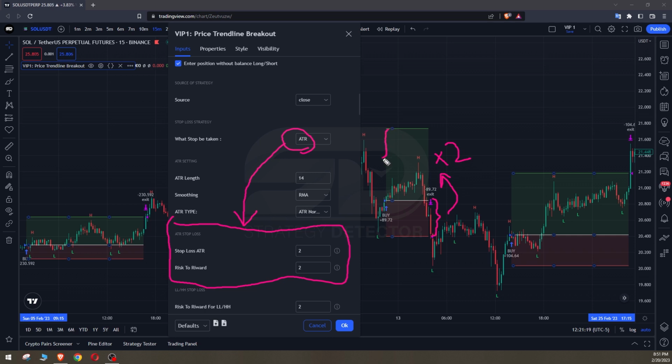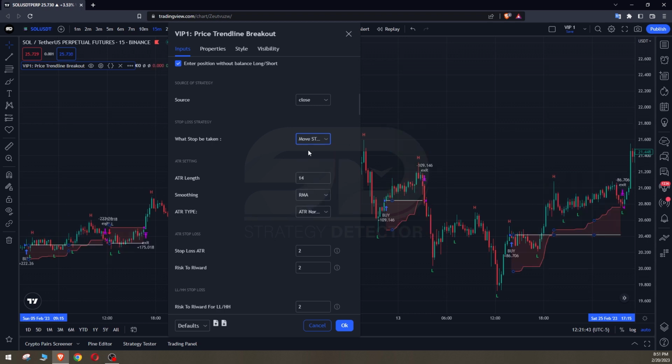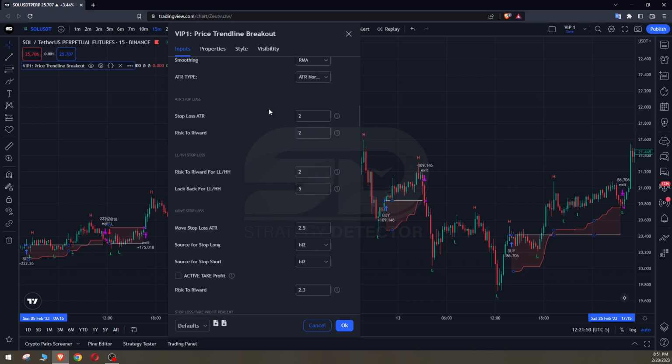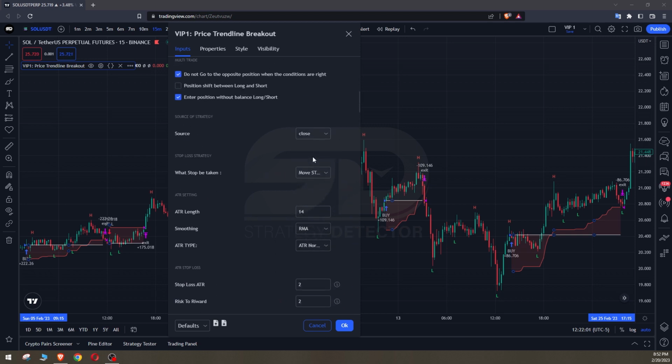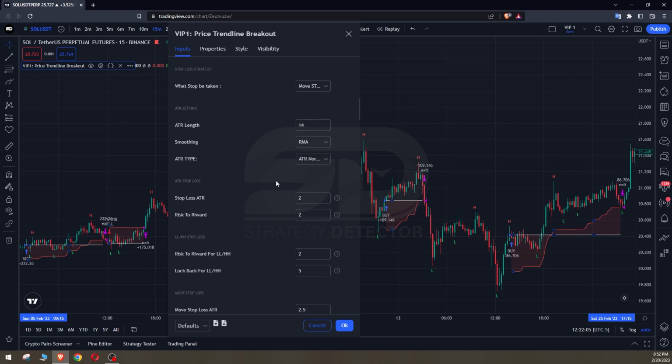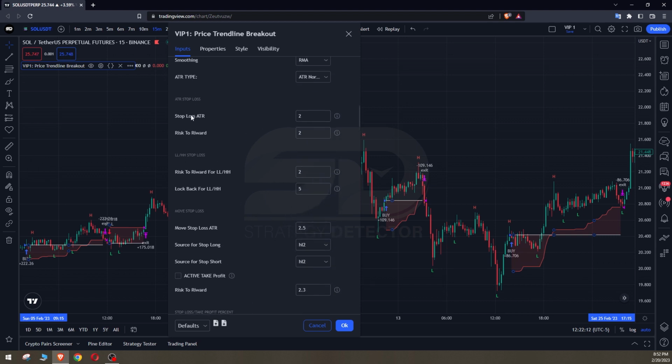So the first option we talked about was ATR stop. And now I'm gonna explain move stop. Move stop means that the stop moves along with the price. The settings related to the move stop are in this section, this part here. So when you choose move stop, you see the move stop settings only here. The other options such as ATR stop loss or lowest low stop loss don't work here.